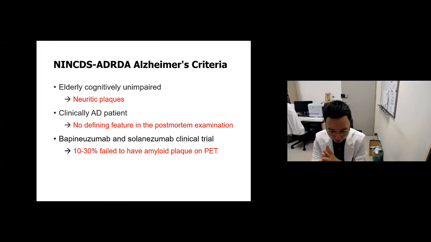Numerous studies have shown that there are elderly cognitively unimpaired persons who have numerous neuritic plaques and neurofibrillary tangles at autopsy. And conversely, people with the clinical picture of probable AD did not have the defining features of such plaques on postmortem examination. Furthermore, some recent randomized controlled trials showed that up to 10 to 30% of patients enrolled in clinical trials for amyloid targeted therapy actually failed to have amyloid plaques on the PET scanning.